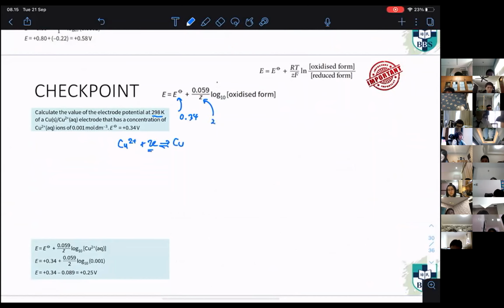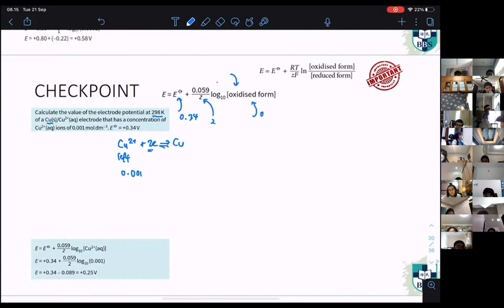Okay, this is going to be 2. And then the oxidized form, why is there no reduced form? Okay, you check. This is going to be metal, so it won't have any reduced form. So the oxidized form, what is the oxidized form? Left. Okay, this is left. So this is going to be concentration 0.001.